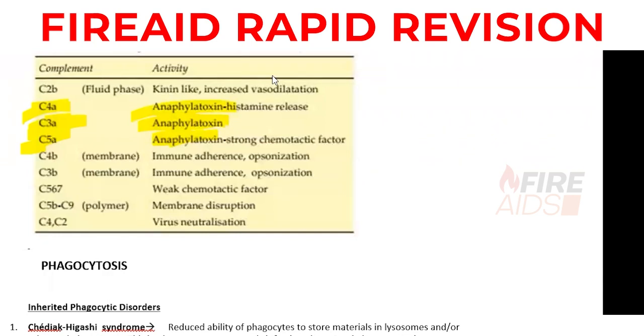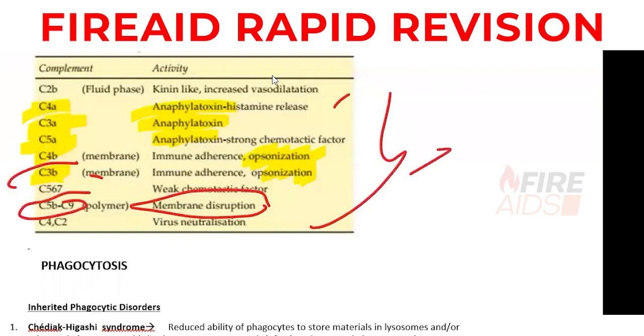Number 2 is C3b, C4b, which is going to be for opsonization. So when you find C3b, C4b, you need to remember opsonization. For your exam purpose, just remember C3b for opsonization. The third point is C5 to C9, the membrane attack complex, so membrane disruption. So these are the only 3 points I want you to remember.